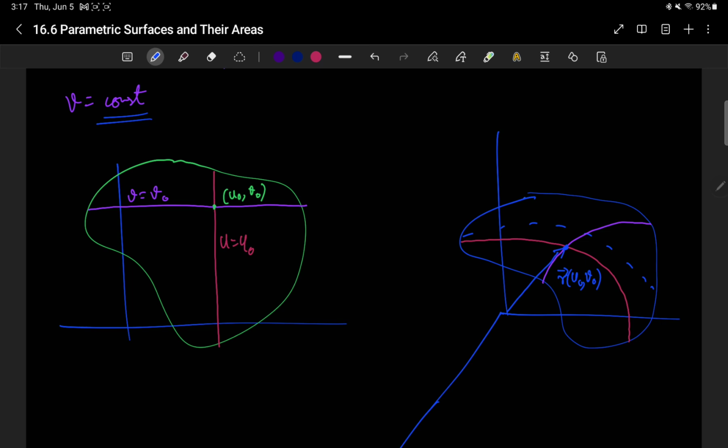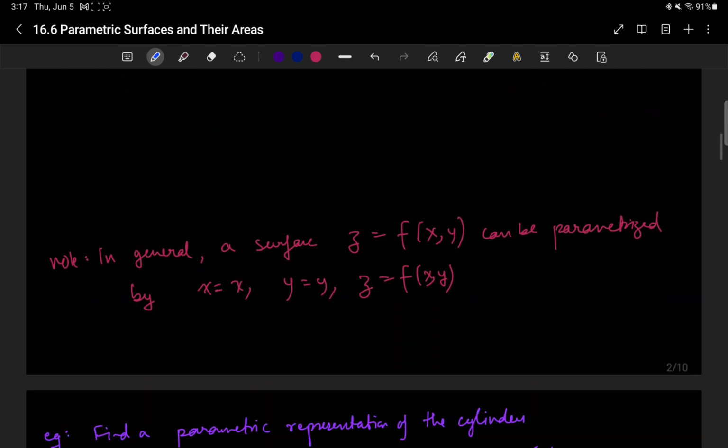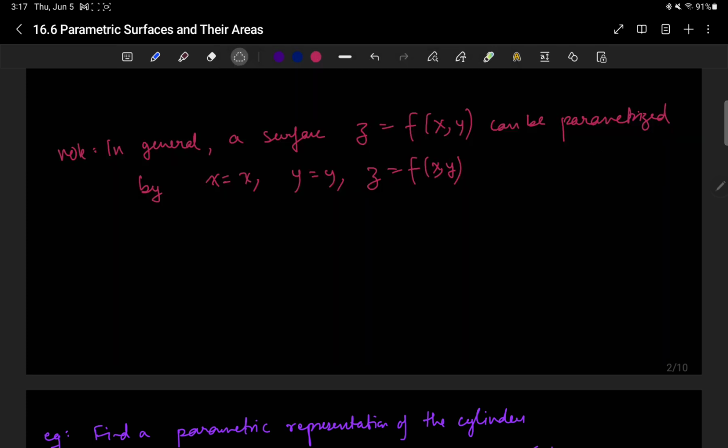So some of these curves, specifically u being constant and v being constant, give us an understanding of how things are changing in the three-dimensional object. And the last thing that you want to take note of is if you have a surface z equals f of x, y, this can automatically be parameterized by x equals x, y equals y, and z equals f of x, y. This is already reducing the number of controls from 3 to 2.